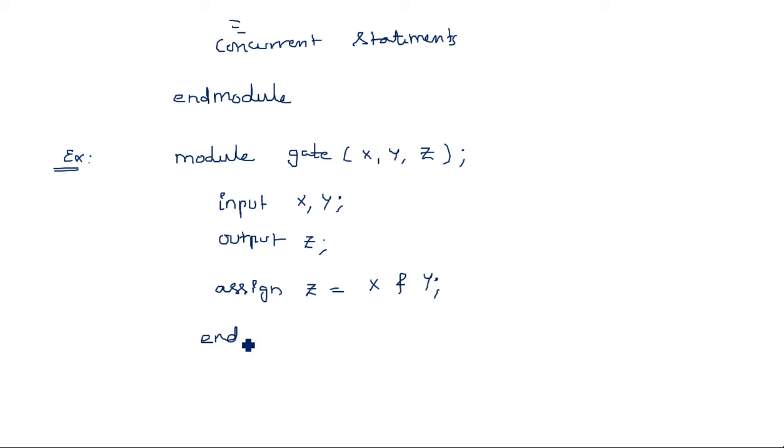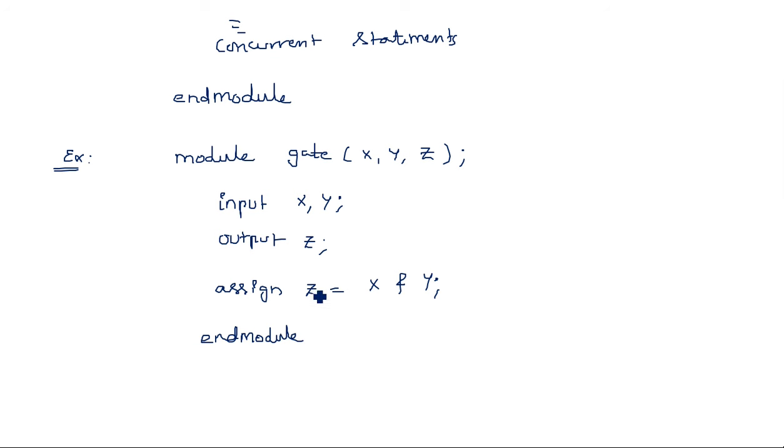After that, end module, that's it. So here in the brackets of the module, you are writing what are the input ports and output ports available. After that you are specifying what are the inputs, what are the outputs, and then the assign statement. This is what the module declaration is.